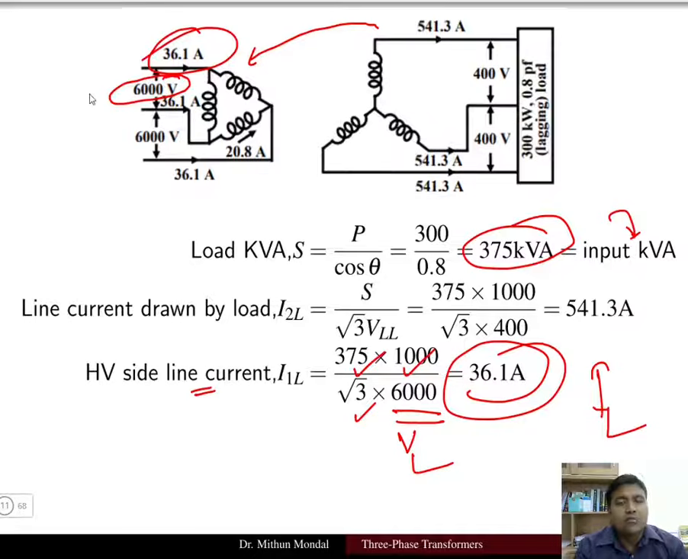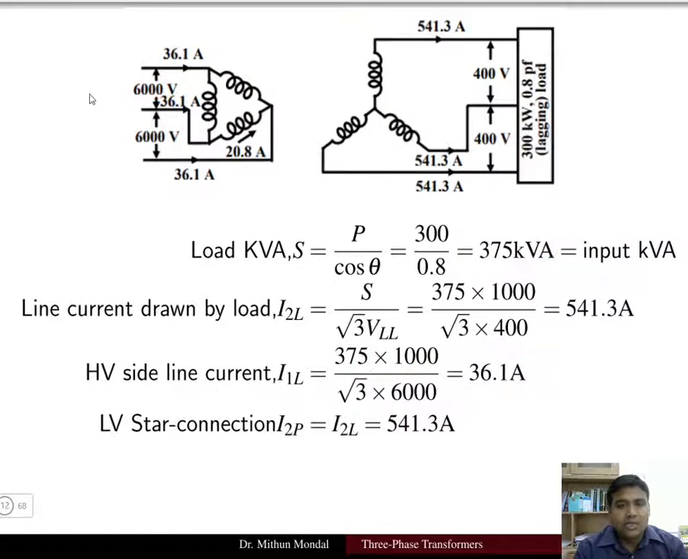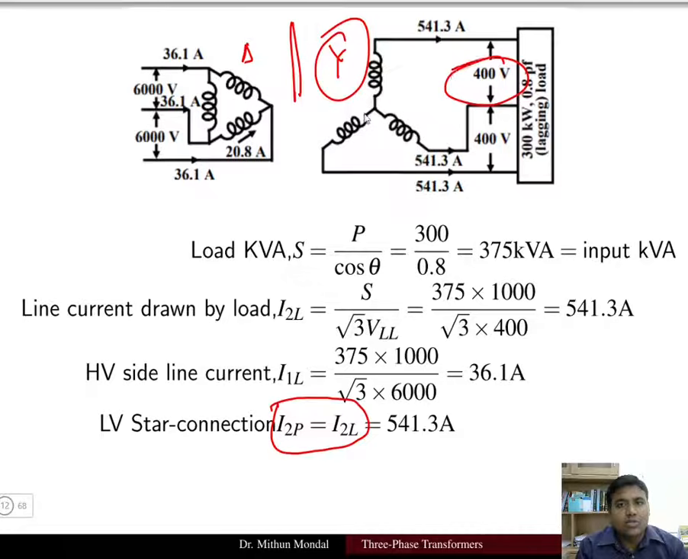So 36.1 ampere will be the current which is flowing on the high voltage side of the transformer. Now this is basically delta connected and this is star connected, and we can apply the concept of the voltage for the star and the delta. So we know that the phase current is equal to line current in case of the star connected machine, which is the low voltage side of 400 kVA. So on the 400 volt side, the current will be 541.3 ampere because it is a star connected system.